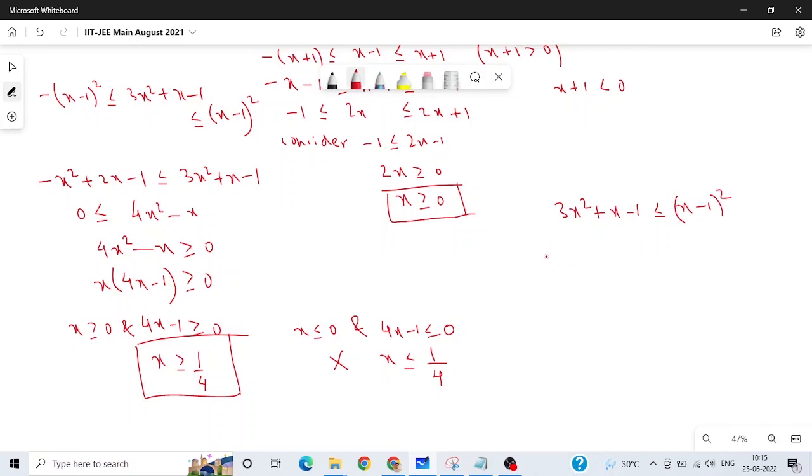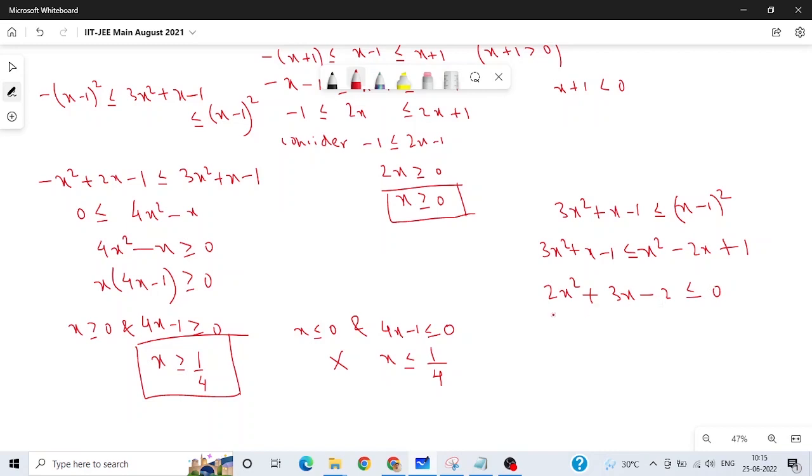Okay, so here we get 3x² + x − 1 ≤ x² − 2x + 1. So we get 2x² + 3x − 2 ≤ 0. Okay, this is what we are getting.